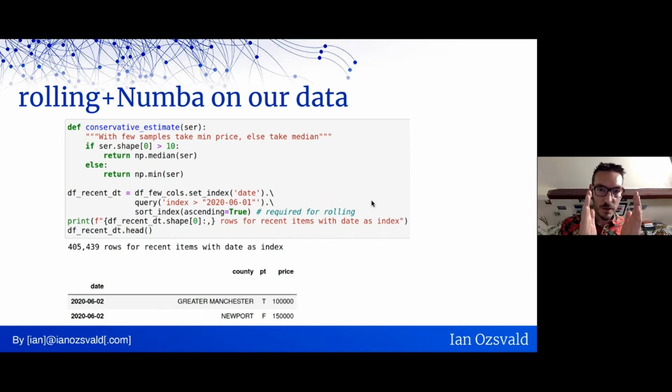And it's a several-day window, so at weekends, few properties are sold because the lawyers' offices are shut. They're not doing any paperwork. And so the count goes down at the weekend, during the week the count goes up, and we can take a different estimate of price. At the bottom, I'm setting the index of date, I'm querying only recent items, and then I give us a little head and we can see some of the data there.